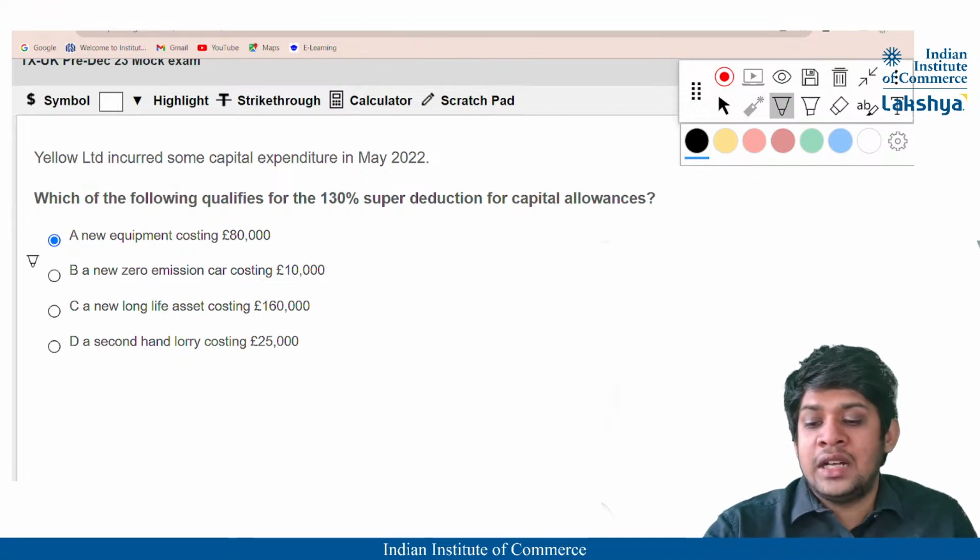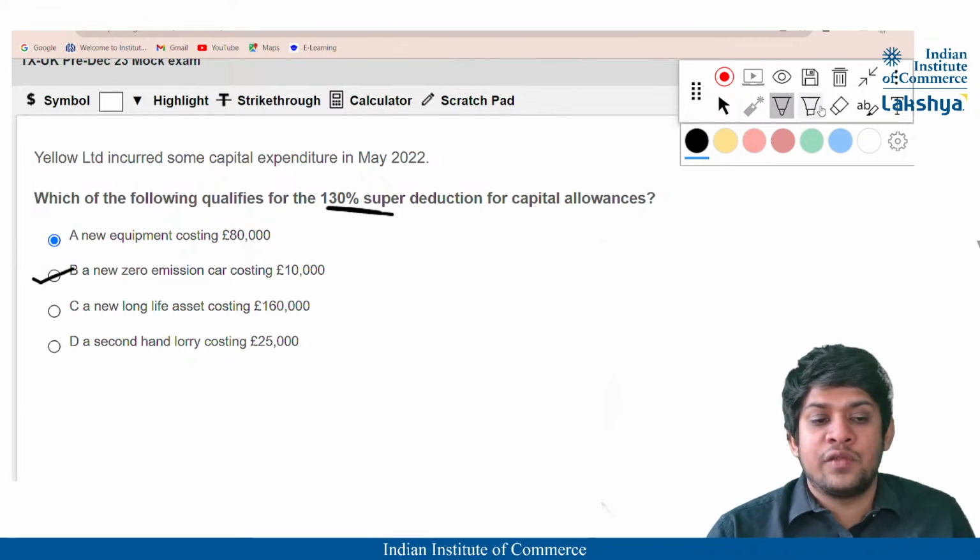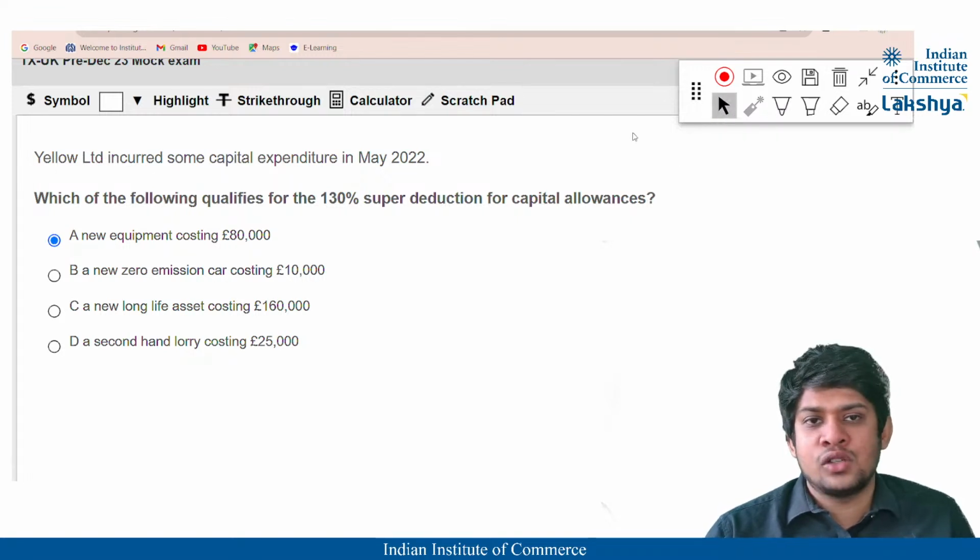Okay, so B is completely exempt, and obviously you will not get 130% super deduction for that because that is qualifying for FYA. Cars are not qualified for super deduction. Only assets which are plant and machinery are qualified.